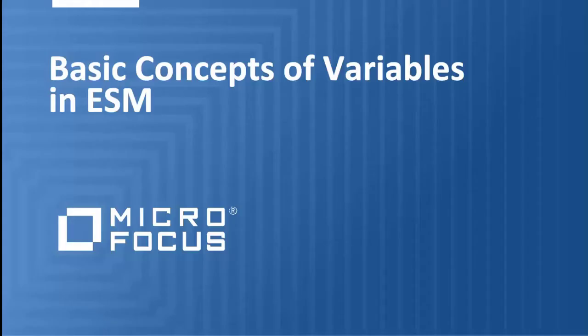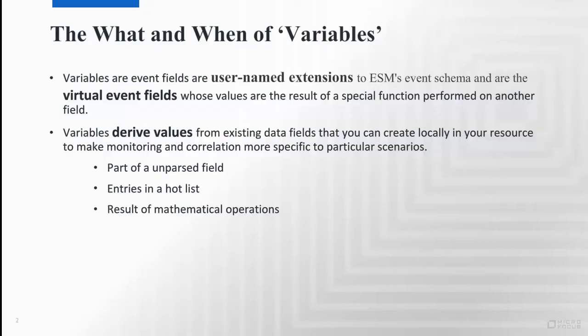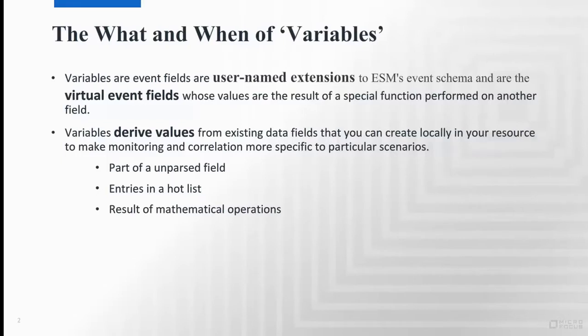Welcome. In this module, we'll cover the basic concepts of variables within ESM. So before we get too far, first let's understand some things about variables. Ultimately, variables are virtual event fields that users define that extend the ArcSight ESM schema based on derived values in order to be used or leveraged within other elements of content such as rules, active channels, notifications.